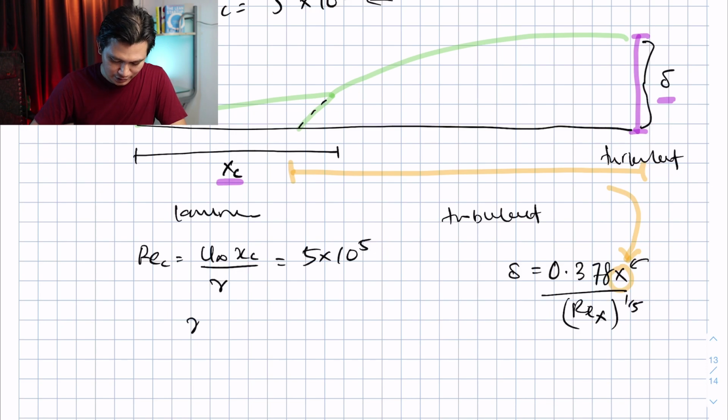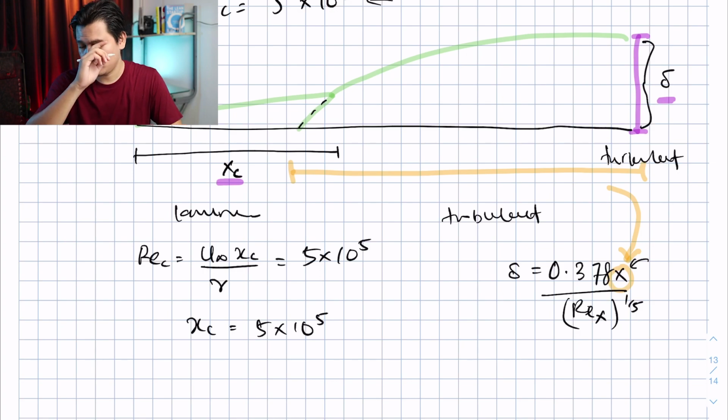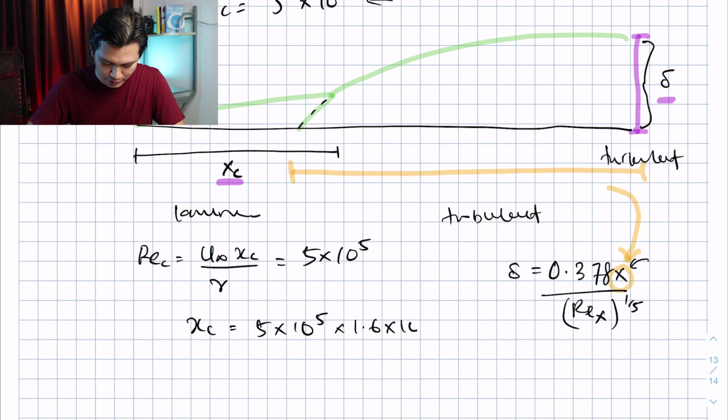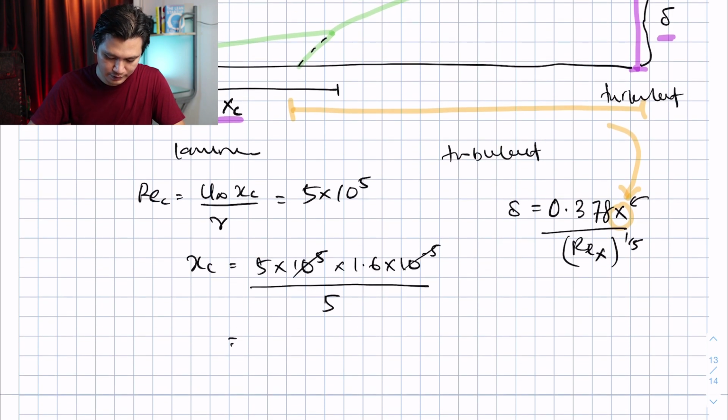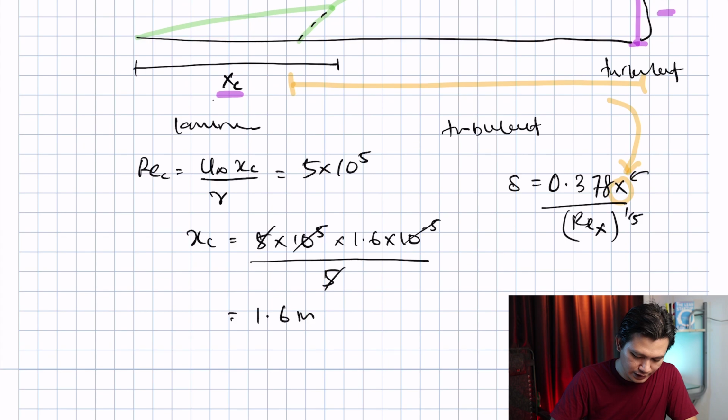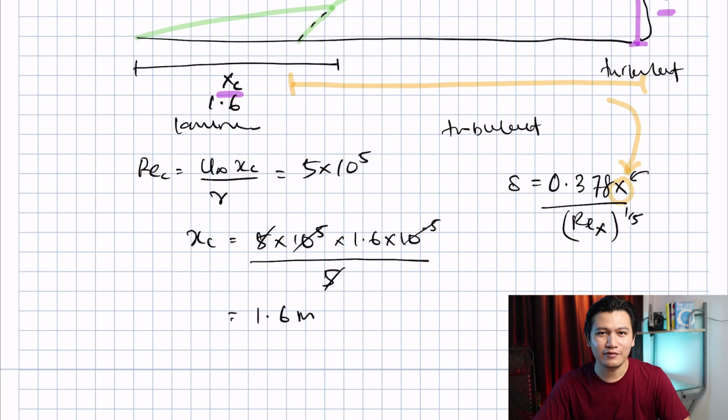Okay, and to find xc, it's very simple. So 5 times 10 to the power of 5 multiplied with the kinematic viscosity, that is 1.6 times 10 to the power of minus 5, divided by U infinity, which is 5. Okay, and you'll end up with xc equal to 1.6 meter. Okay, so xc is 1.6 meters from the leading edge of the flat plate.